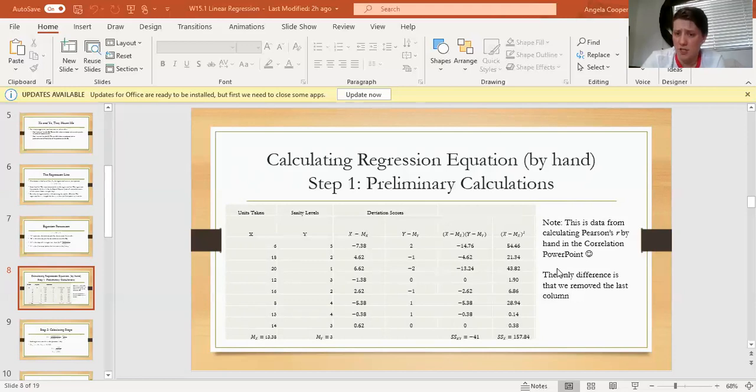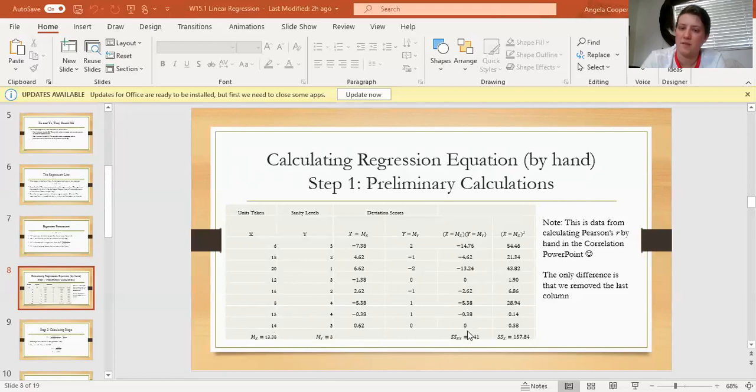You can look over the correlation video to give yourself a little refresher on this, but essentially we've taken the mean of this column, the mean of this column. These are just each x value minus the mean of the x value. So 6 minus 13.8, the mean here. 18 minus 13.8 gives us 4.62. 20 minus 13.8 gives us 6.62, etc.